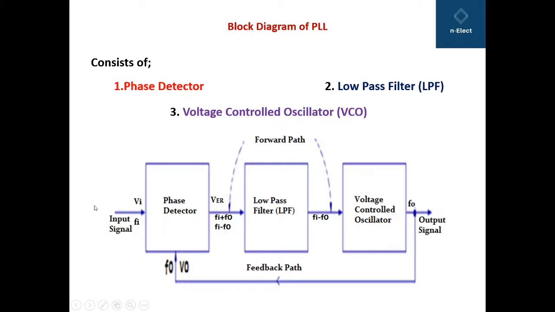The input signal is applied to the phase detector. Actually, a phase detector receives two signals, one input signal Vi with frequency Fi and the feedback signal with frequency F0 and voltage V0.